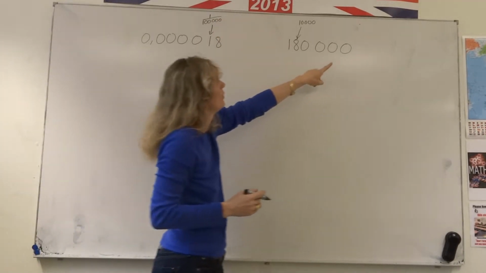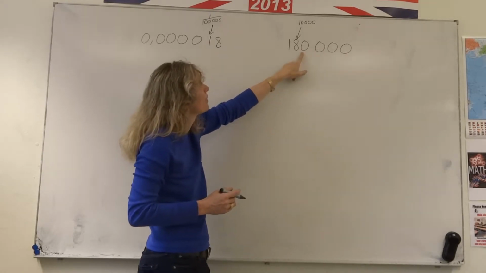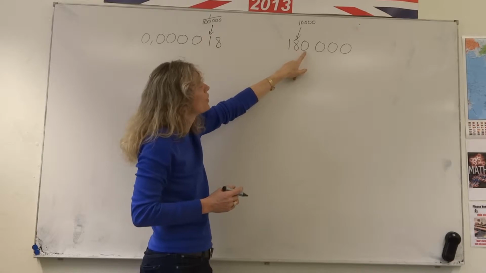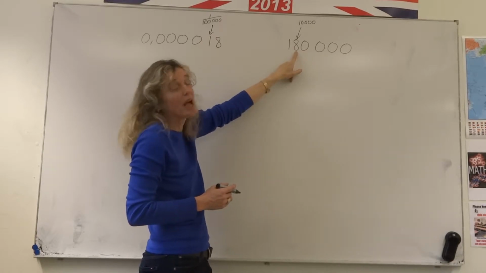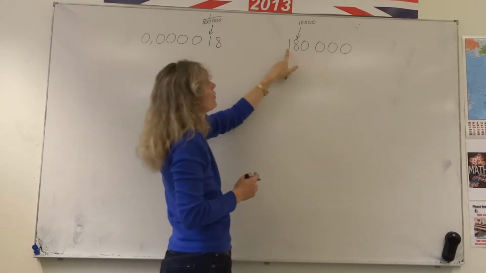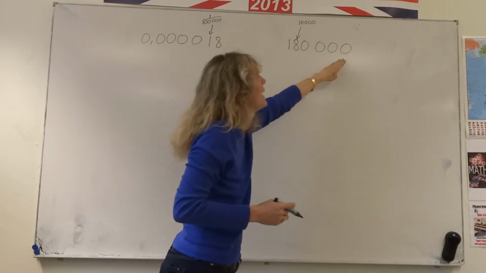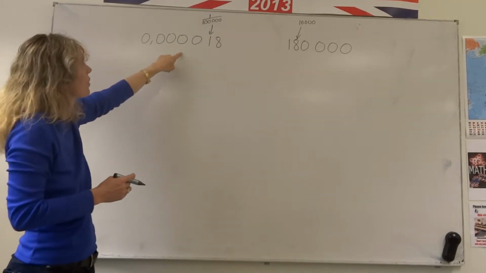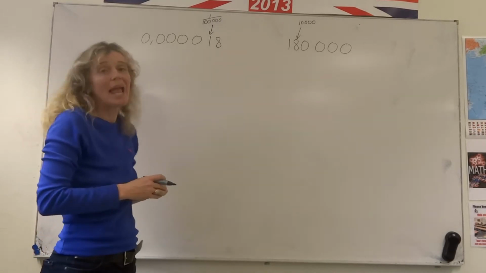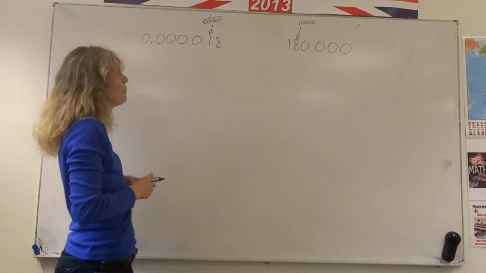Whereas here, we've got no units, no tens, no hundreds, no 10,000s, no thousands, but we do start to have a 10,000th number here. We have 80,000, and we also have 100,000. So we have the number 180,000, whereas this number, 0.000018, is 18/100,000ths. It's a very small number.